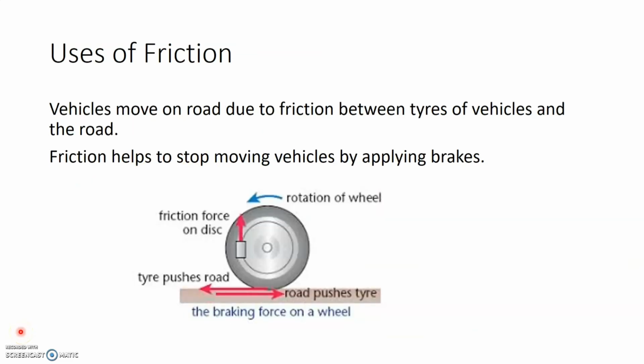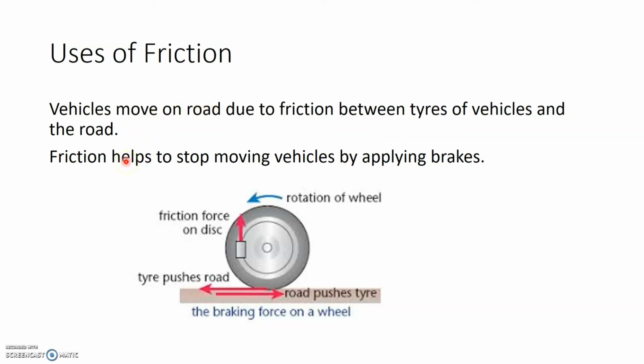Now, have you ever thought why vehicles move on the road without skidding off the road? This is mainly because there is a force of friction which acts between the tires of vehicles and the road. It is this force of friction between the tires and the road that helps the vehicles to move on the road without skidding off. So another important use of friction is that this force helps vehicles to move on the road.